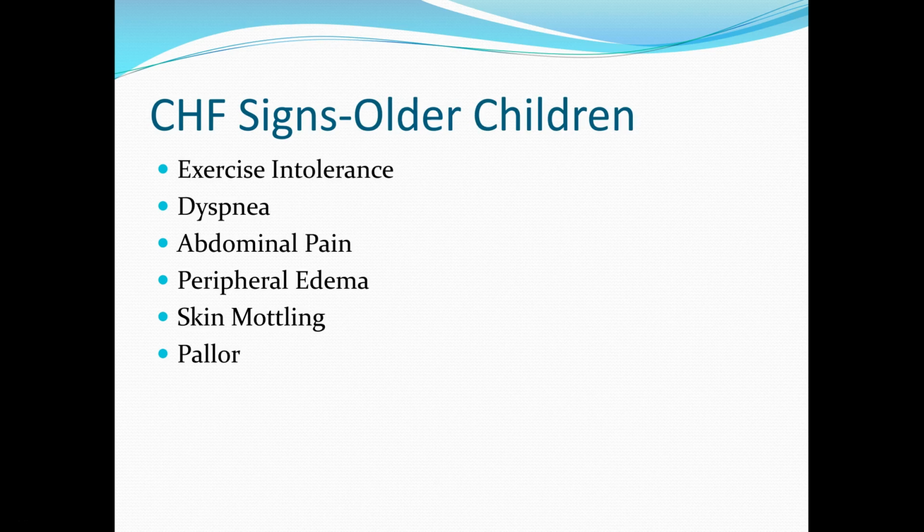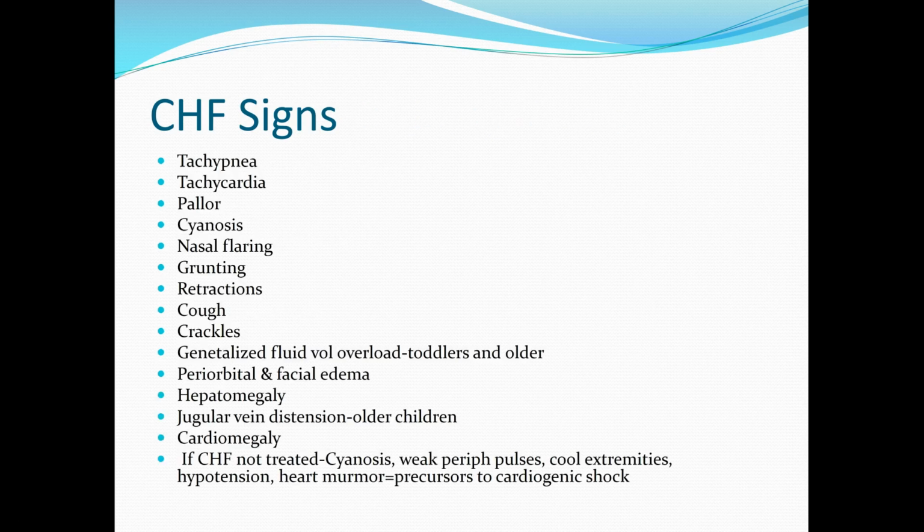Signs in older children: exercise intolerance, dyspnea. They're going to have abdominal pain. They're going to have peripheral edema, skin monitoring, and pallor. And with that peripheral edema, their extremities are going to be cool to touch. These are signs of congestive heart failure. I'm not going to read them all to you, but know that it kind of goes from less severe, so tachypnea and tachycardia, all the way down to cardiogenic shock.